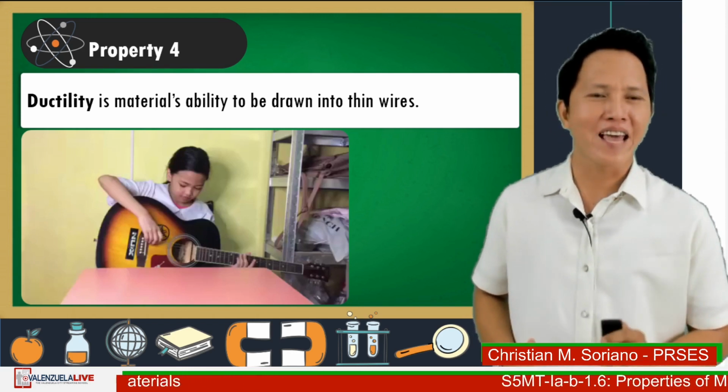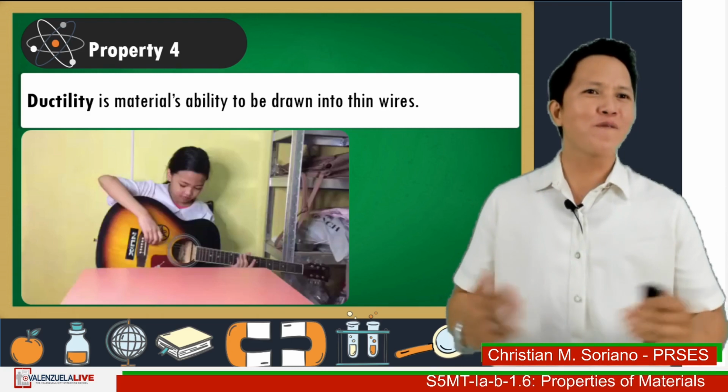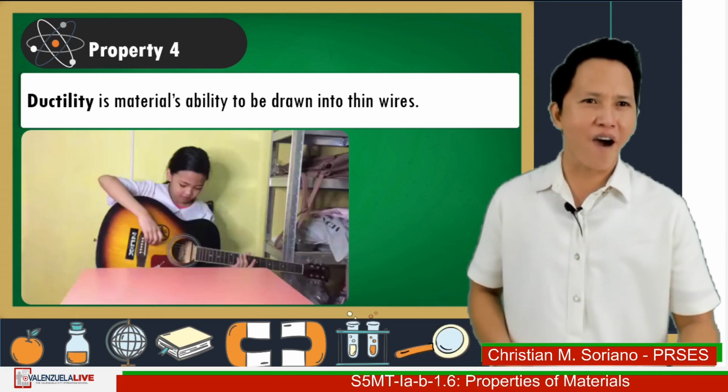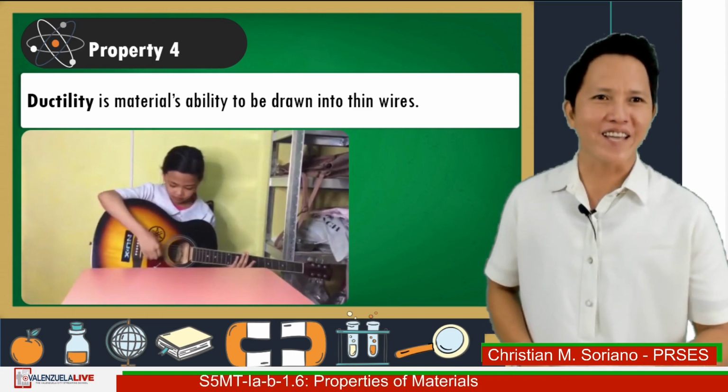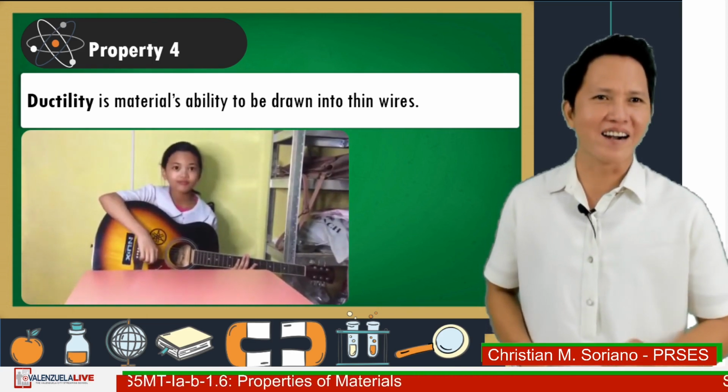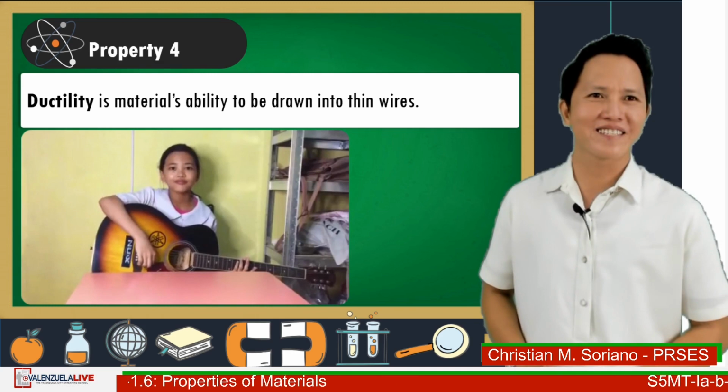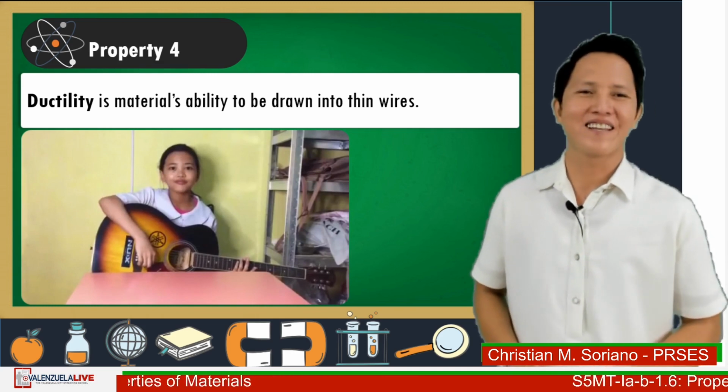some metals. That's why some telephone cords, electrical wires, and the guitar string are ductile materials. All right? Let's move on.